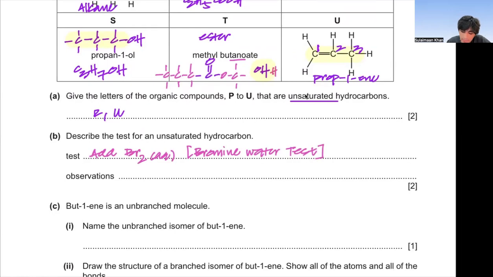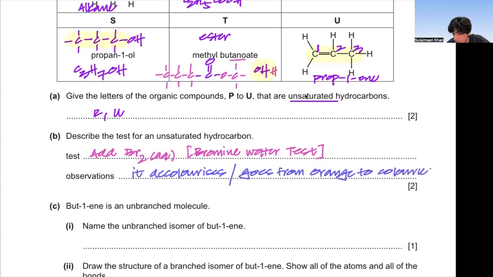If you are adding bromine aqueous, then you say that it decolorizes. Bromine aqueous decolorizes, or you could say it goes from orange to colorless. But if God forbid you added bromine liquid, then you would not say it goes from orange to colorless, you would say it goes from brown to colorless.